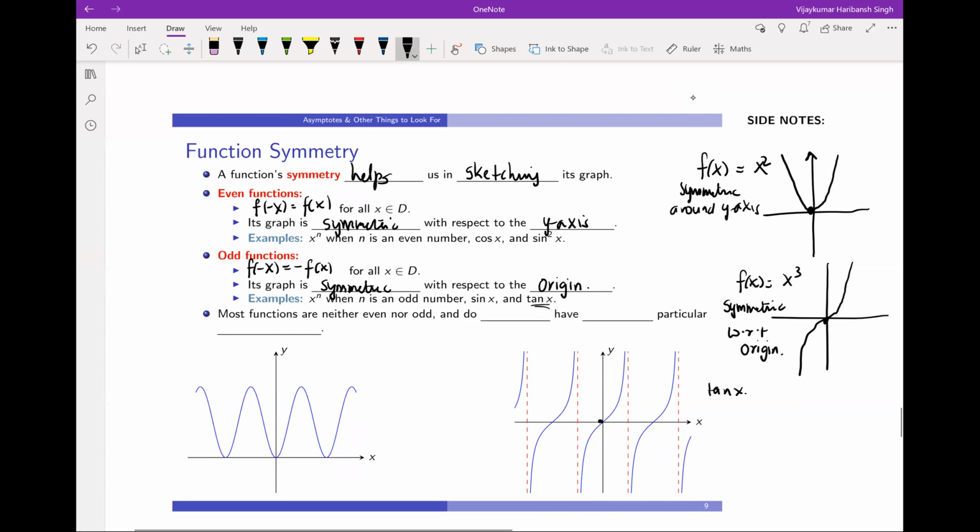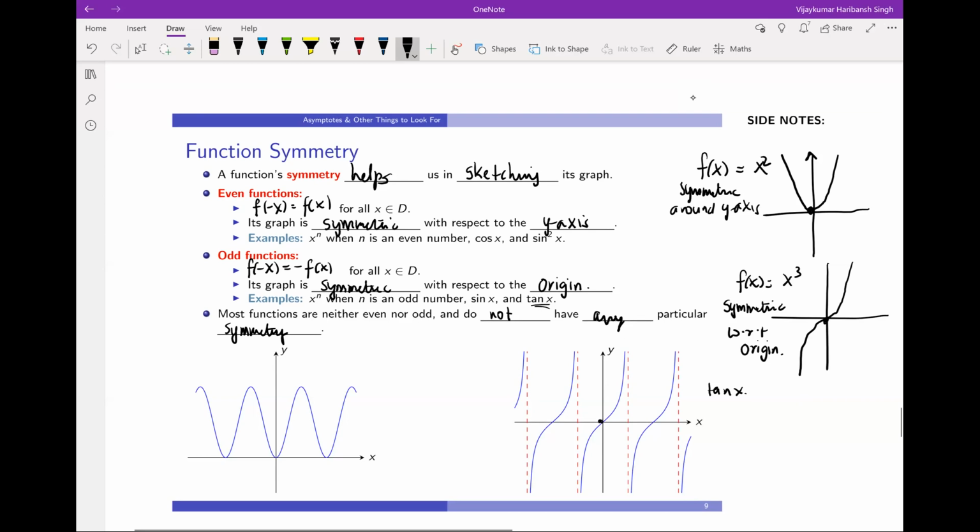All right, so now most of the functions are neither even nor odd, right? And in particular they do not have any particular symmetry. However, if we have a symmetry, we should exploit it.